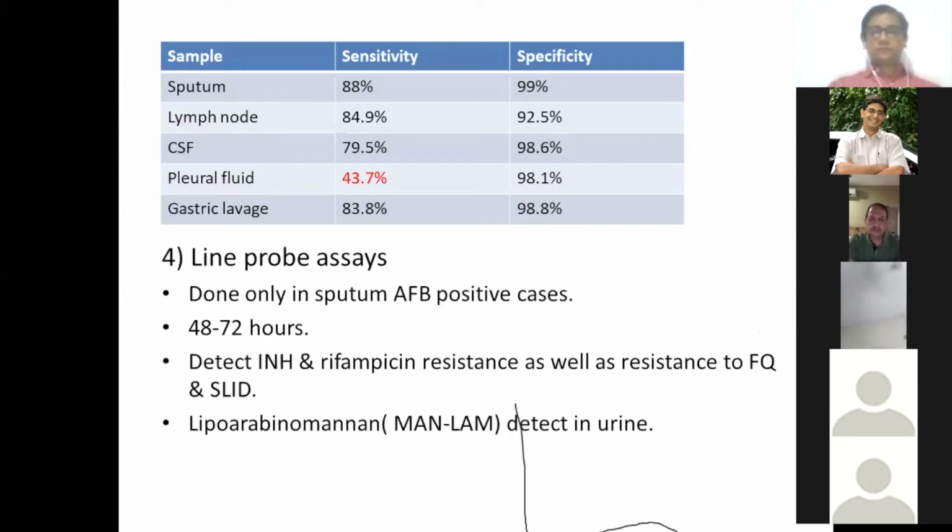In fact, Gene Expert has picked up because it is available free of cost at most of the government centers. That is the reason Gene Experts are used extensively. Cost-wise, line probe assays are at equal cost to the Gene Expert, and they give more information. They give you information about INH as well as rifampicin resistance, that is for your Hain's test level 1. And if you have Hain's test second line, then you can detect resistance to fluoroquinolones and aminoglycosides.